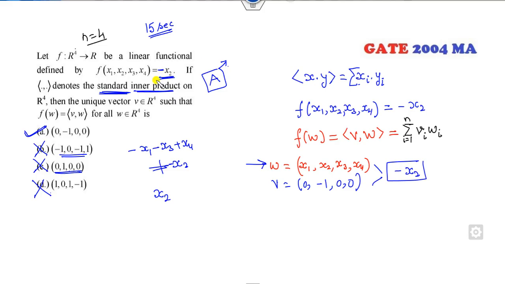So you can see you have to just identify which kind of inner product is given to you. So this is the inner product. Now you can simply start with these elements.